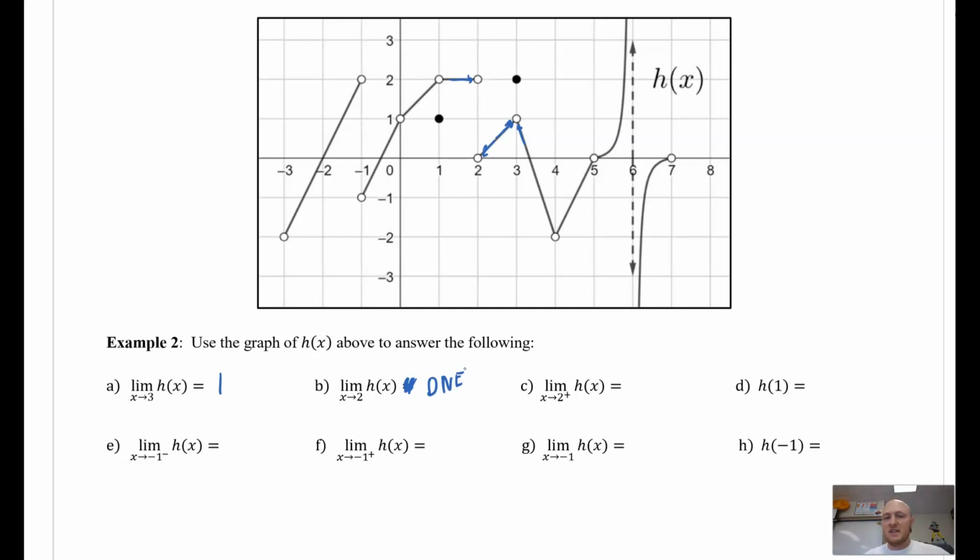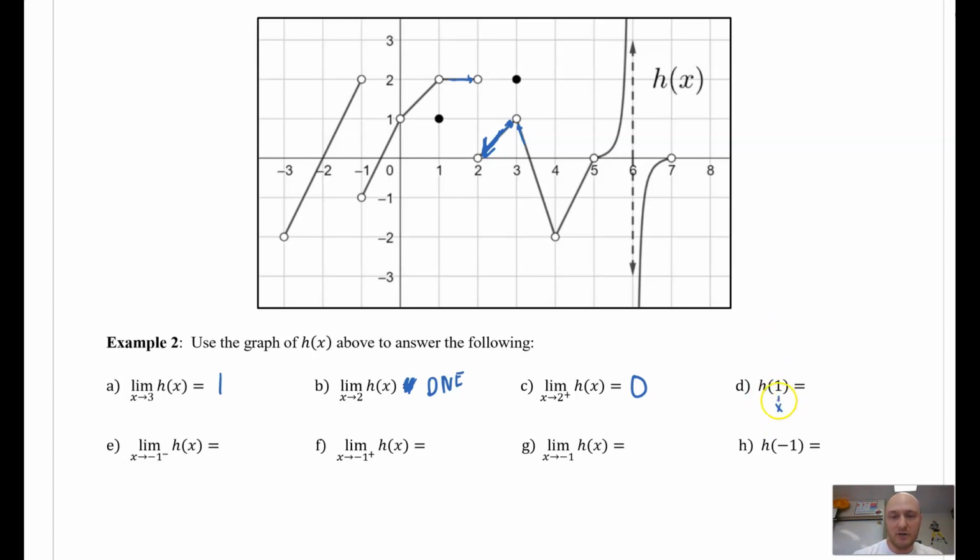C, what is the limit of h of x as x approaches 2 from the right? Coming from the right side, that is this section right here, and it's going to 0. Okay, D, trying to throw us off here. What is h of 1? So what is the function value?